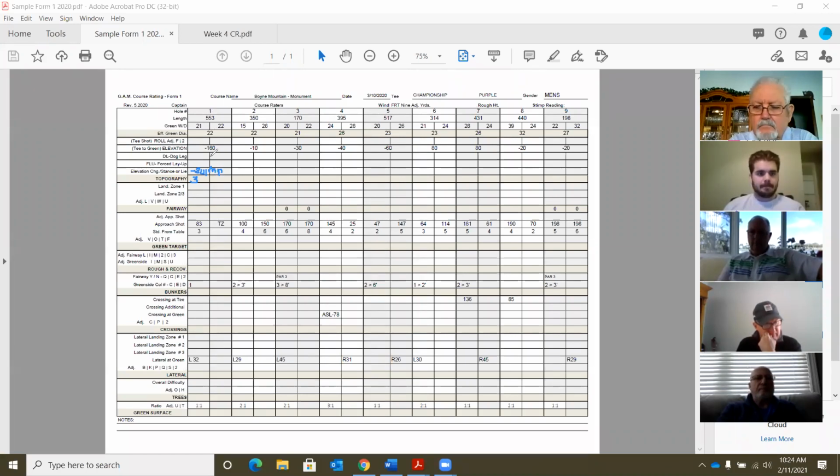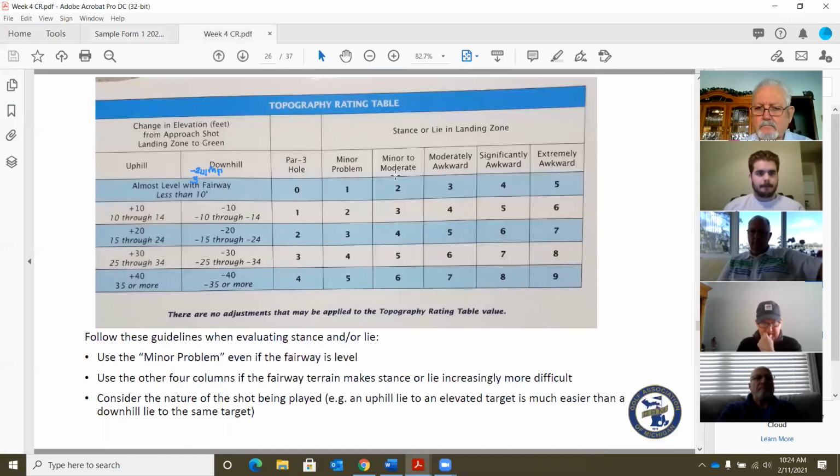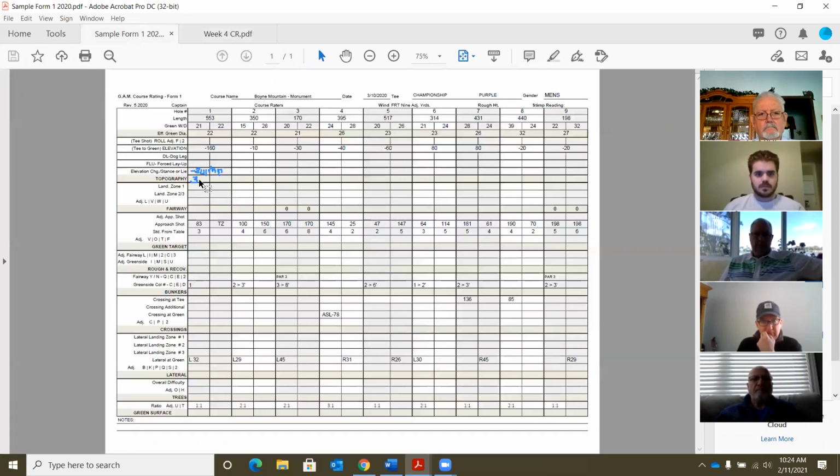The other thing to think about is that on this hole, it's a par 5, so we have a 3-shot hole. So we're also going to be looking at just our stance and elevation when we go from landing zone to landing zone. If we ever had a stance or elevation in our example here that was a 4 or higher, then we wouldn't use this 3, we would use the 4.